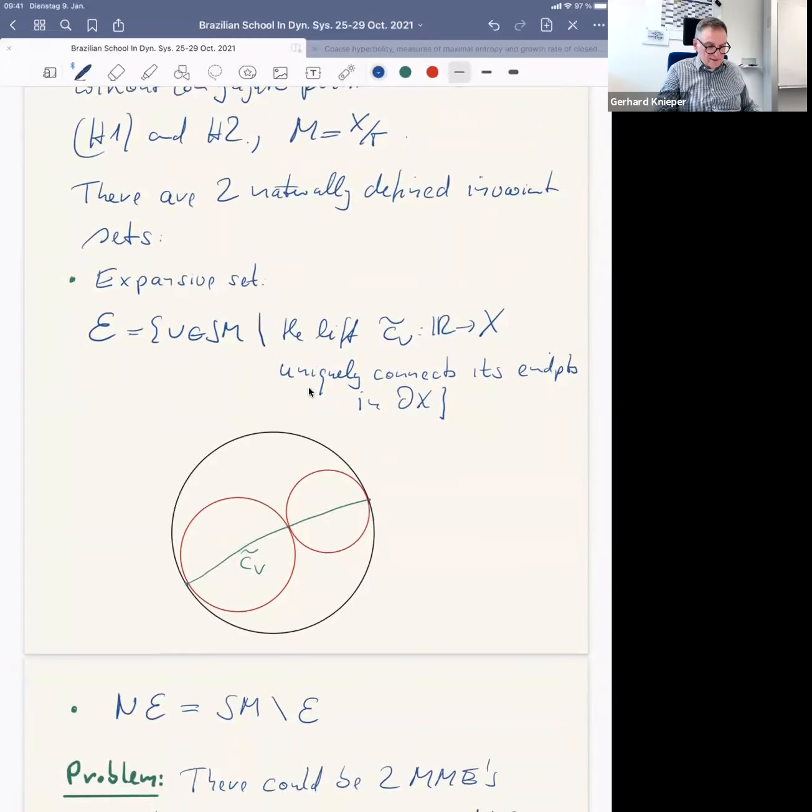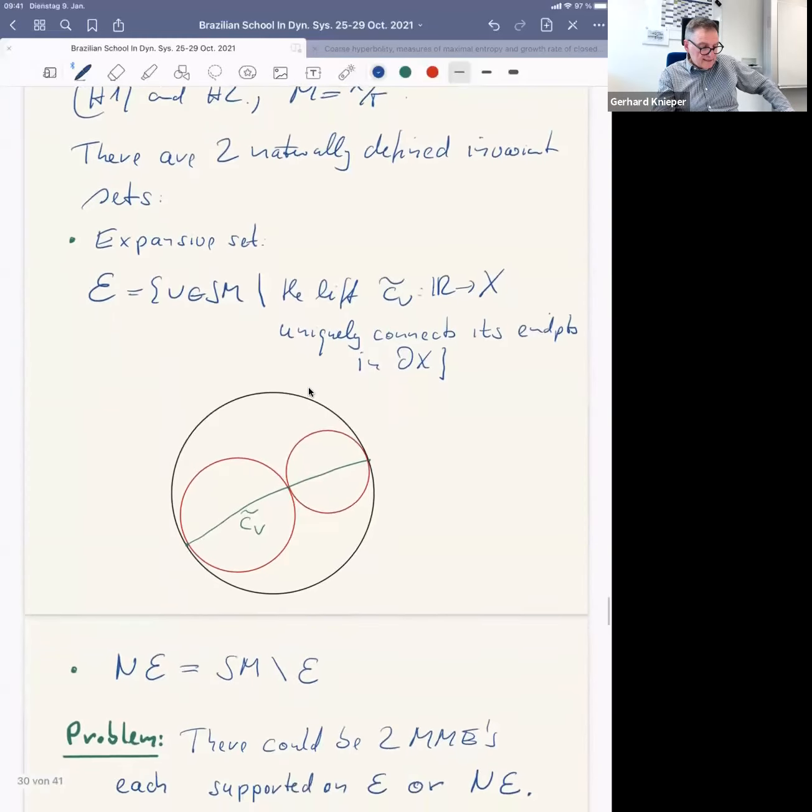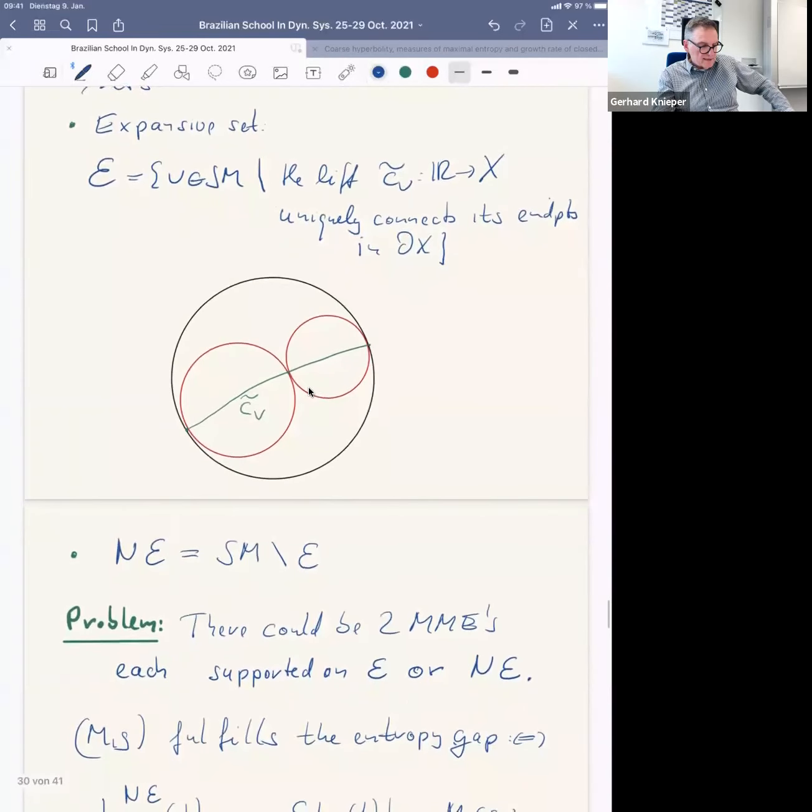Okay, and this is by definition basically a set which is invariant under the geodesic flow. And you can have also the non-expansive set. That's the complement of this. And the problem is the non-expansive set could a priori also carry a second measure of maximal entropy. I don't know. I mean, it's probably not the case, but I have no example. But in principle, it could happen.